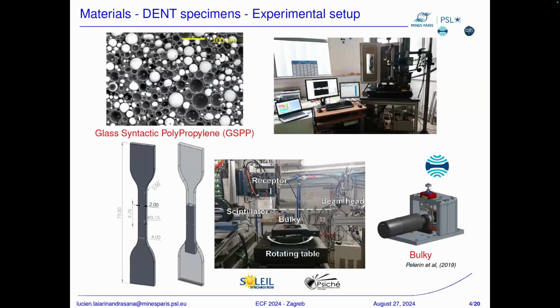Okay, so the material is this one. This is a glass syntactic polypropylene, where we have these hollow microspheres right here, and the matrix is polypropylene. So these are the two materials that we'll talk about. From this material, we have two kinds of geometry, DNT-like specimens. The first one here for the laboratory test is DNT with a double notch. And this is for tomographic observation because the stroke of the machine that you can see here is not enough to do such a test.